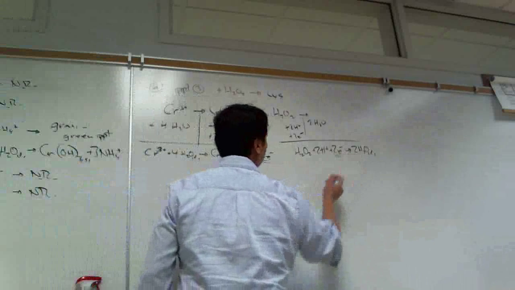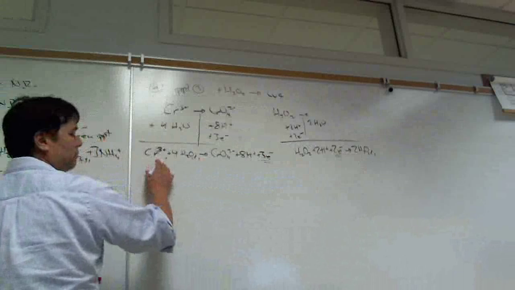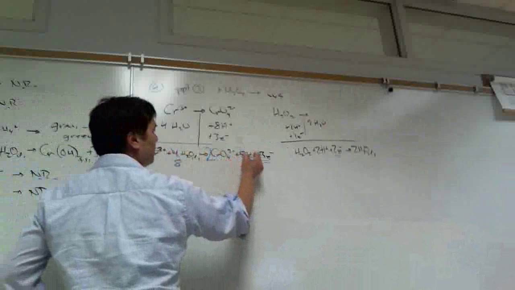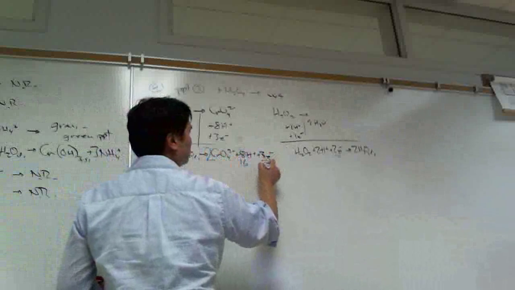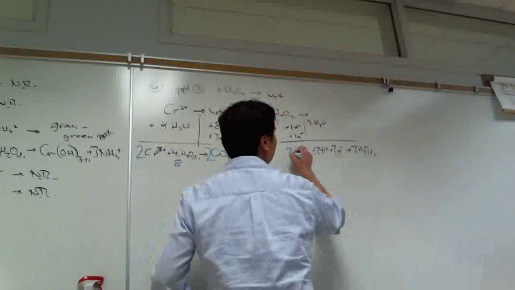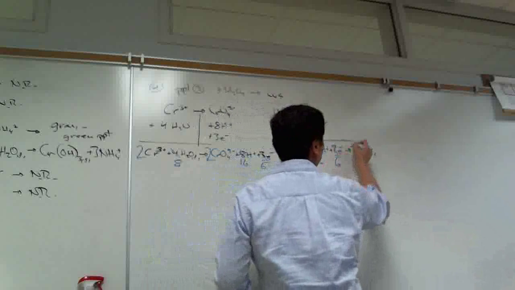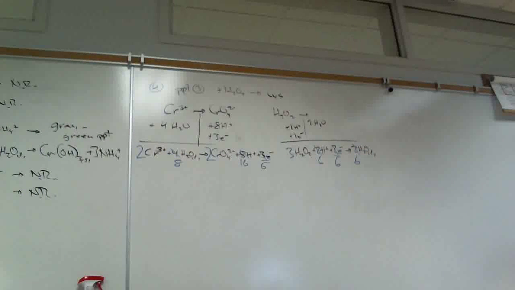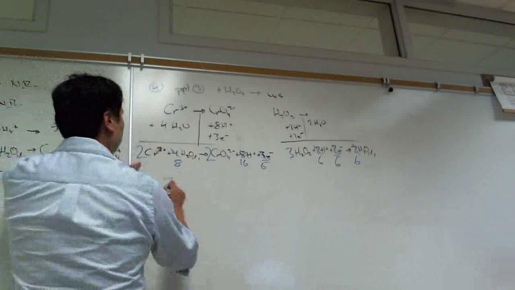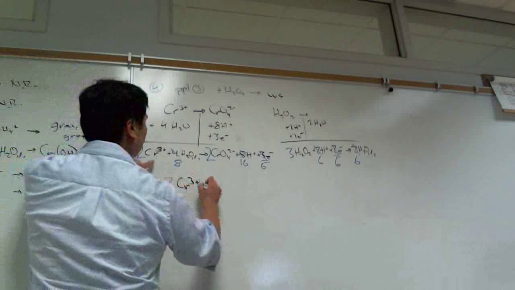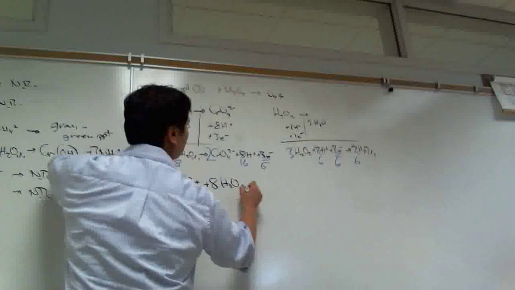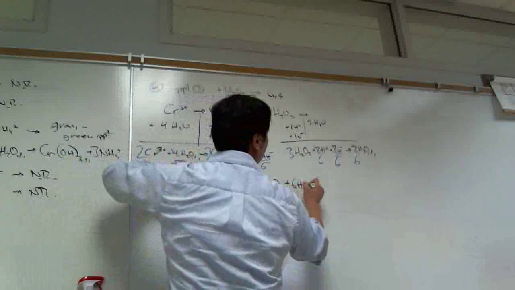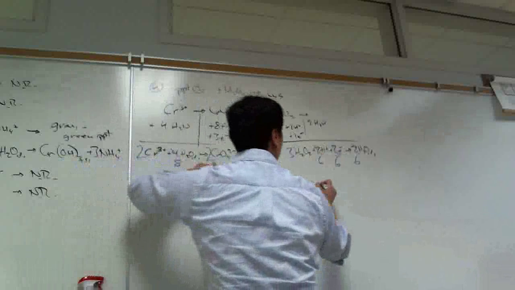Okay, now let's add up the 2 half reactions, being careful to make sure that the electrons balance. 3 electrons here, 2 electrons here. And so I'll multiply the first one by 2. So that gives me 2, 8, 2, 16, 6. And I'll multiply the second one by 3. 3, 6, 6, 6. And then I'll add both half reactions together, which will give me 2 chromium 3 plus 8 H2O liquid plus 3 hydrogen peroxide plus 6 H plus. The 6 electrons will cancel, so I'm going to leave those out.